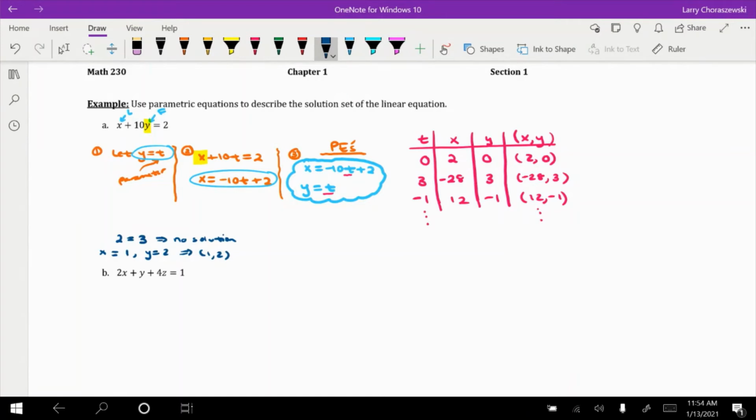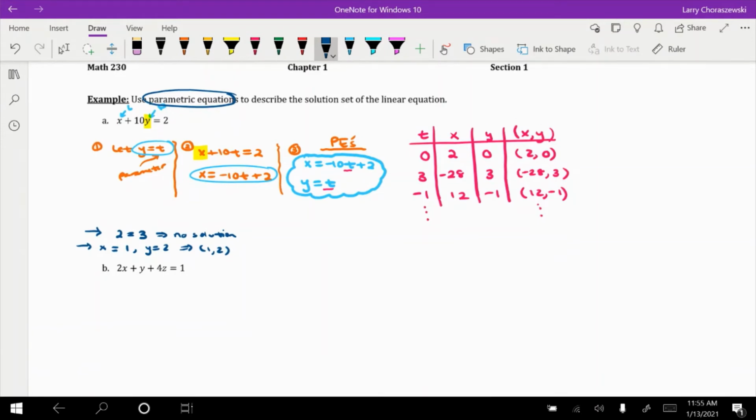So when the parametric equations, we would come up with those. If the system has infinitely many solutions, that's when we would need to come up with parametric equations. Okay, so there would be no need to define parametric equations for something like 2 equals 3, or something like x equals 1, y equals 2 when we just get one solution.